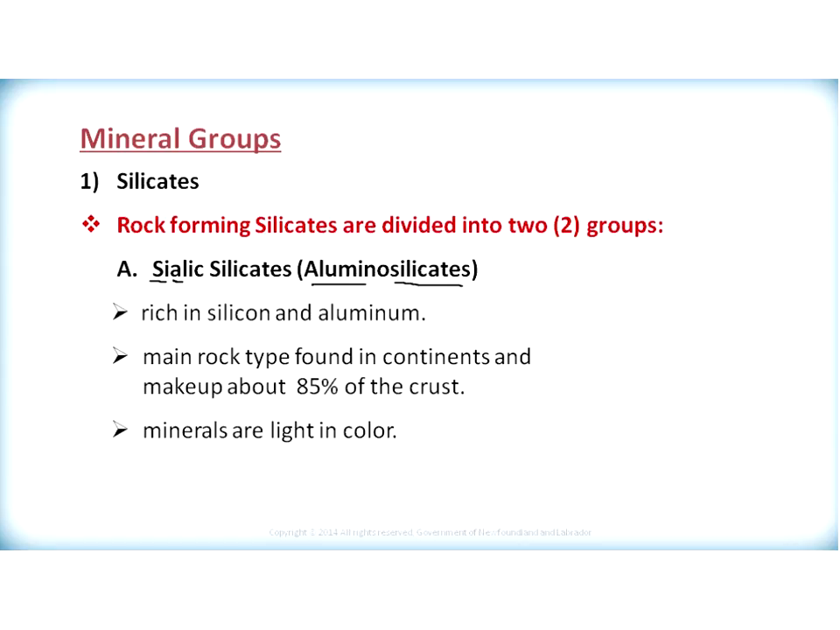So when we look at sialic silicates, they are rich in silicon and aluminum. They are the main rock type found in the Earth's continental crust. And they make up approximately 85% of the Earth's continental crust. These silicates are generally light in color. So in review, sialic silicates are rich in silicon and aluminum. They make up 85% of the continental crust, and they are light in color.